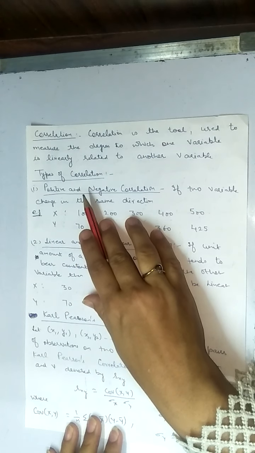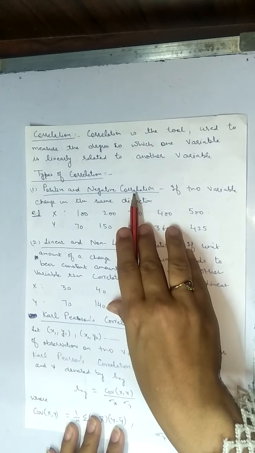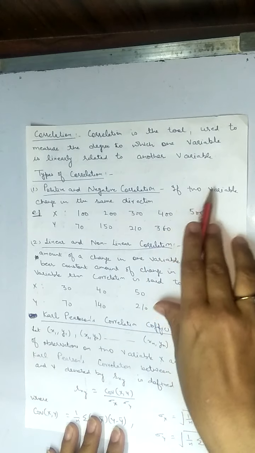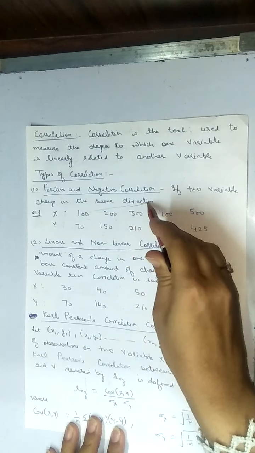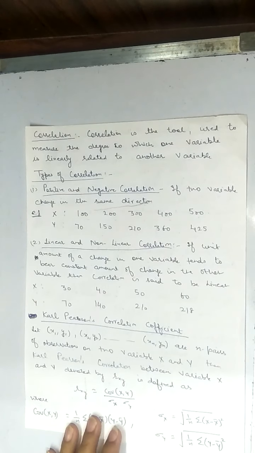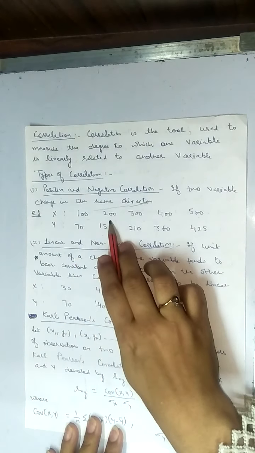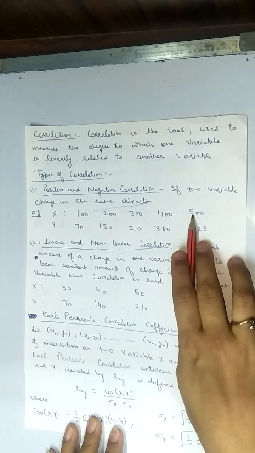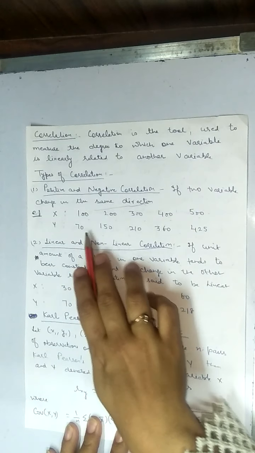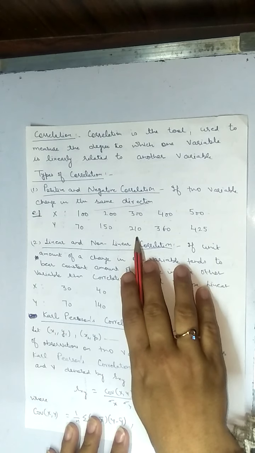Next is types of correlation. First is positive and negative correlation. If two variables change in the same direction, that means they increase or decrease in the same way. For example, if x is 100, 200, 300, 400, 500, here x increases, and similarly y also increases, so this is positive correlation.